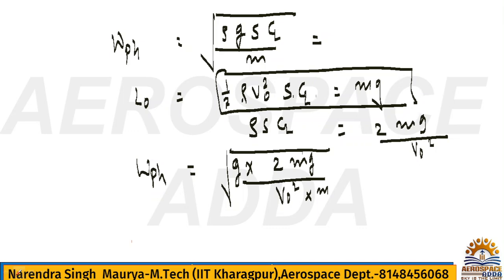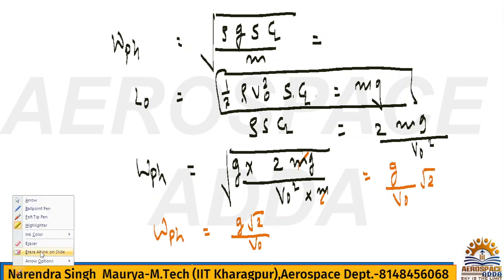Just focus, because they are asking questions from this. So m cancels out, and we have g square and 2 inside the root. So you can take g out as one root, and root of v naught square will be v naught. Here you will have root 2. This is very, very important. What is the result you got? The natural frequency of the Phugoid motion is nothing but root 2 g divided by v naught. This very important formula you keep in a box and remember.